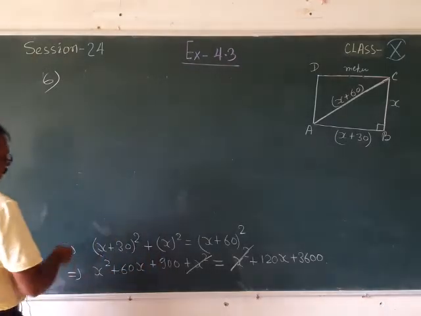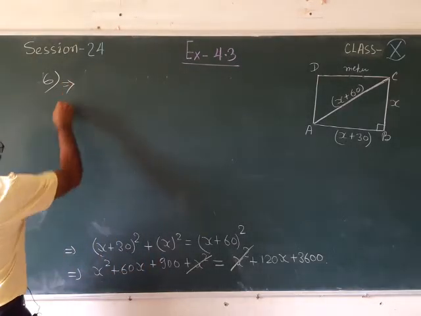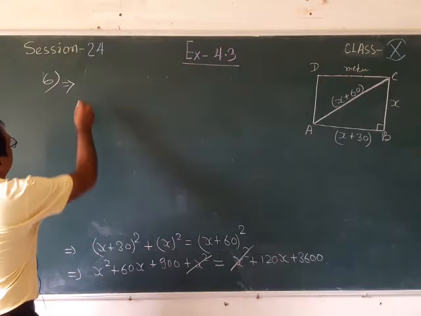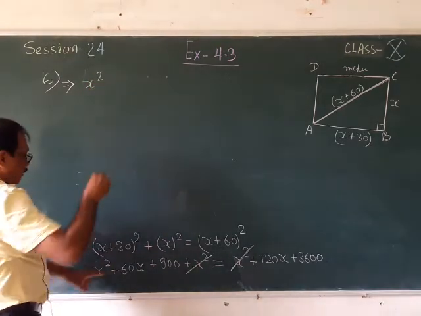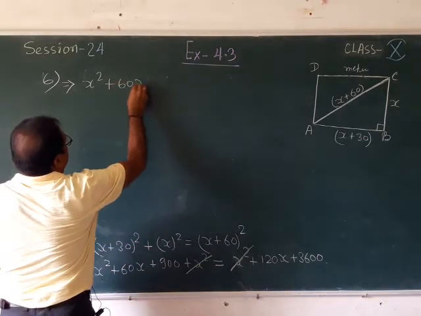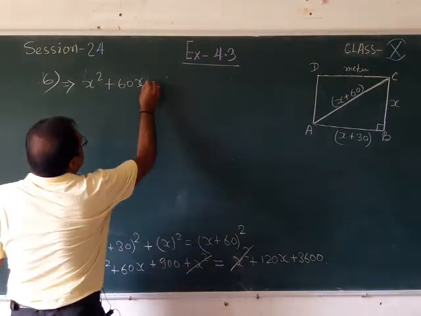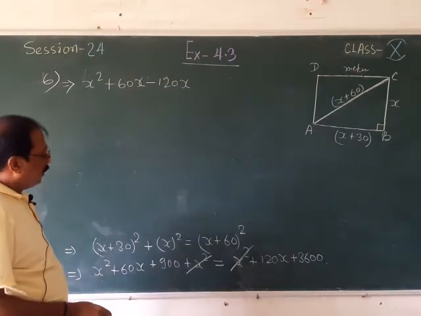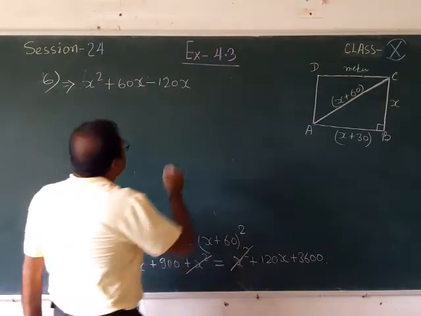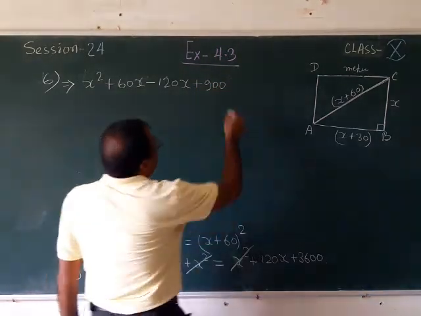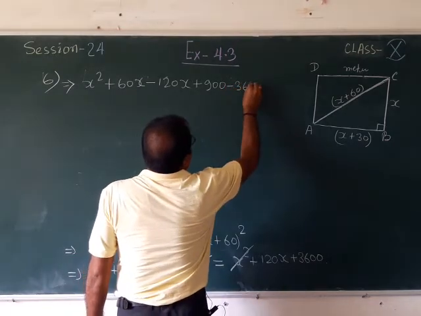Further, I am going to adjust this to form a quadratic equation. I am writing here first x square, then plus 60x, and 120x is coming from right to left side, so it is negative, minus 120x, then I am having plus 900 and minus 3600 I need to write.